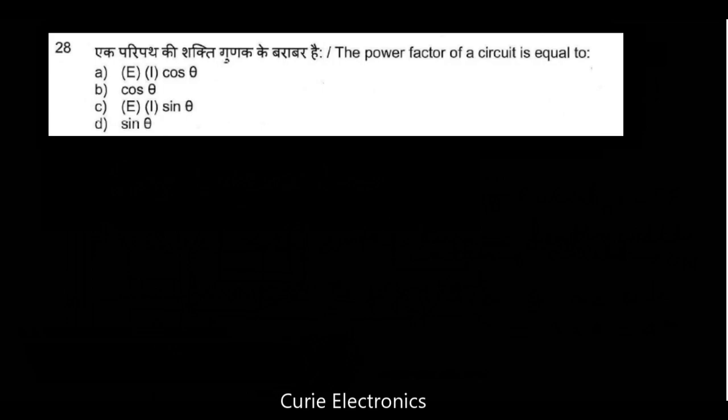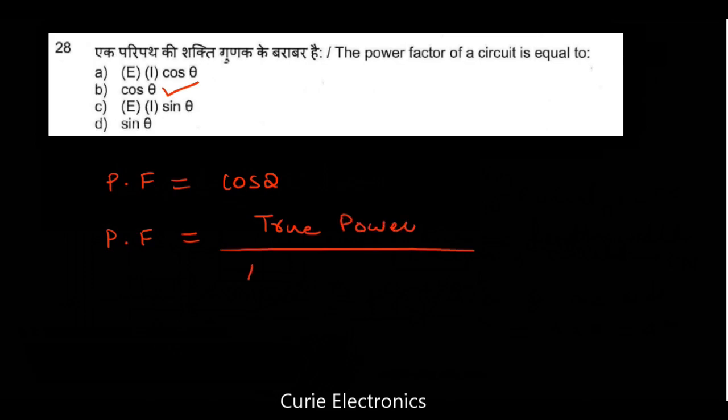Question number 28. The power factor of a circuit is equal to, what is power factor? Cos phi, or cos theta, is the power factor. So PF, power factor, equals cos theta. This has different equations. Power factor equals true power upon apparent power.